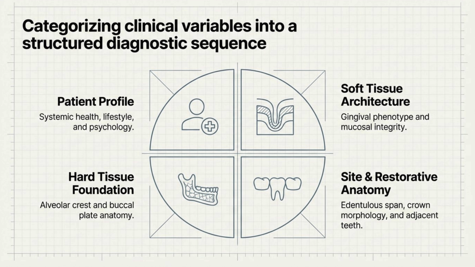To avoid missing critical liabilities, we categorize our clinical variables into a structured diagnostic sequence comprising 4 quadrants. We evaluate the patient profile, for systemic and psychological baselines, the soft tissue architecture, for mucosal integrity, the hard tissue foundation, for bone anatomy, and finally, site and restorative anatomy. Let's break down the risk levels within each of these quadrants.